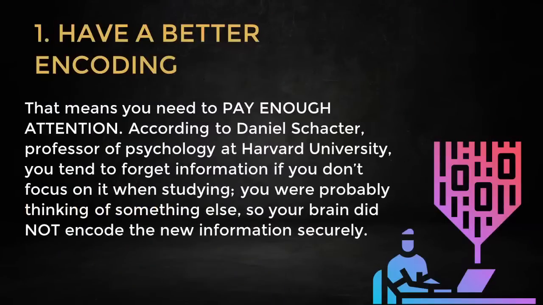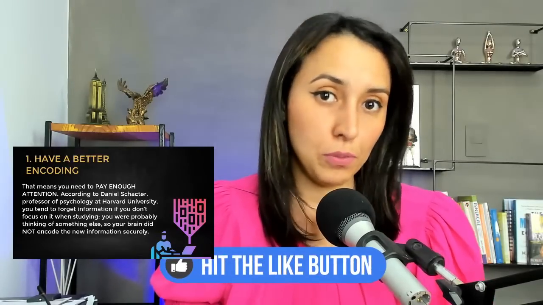Now, guys, the first tip based on science that I'm gonna share with you is have a better encoding. Almost like a computer, you know, have a better encoding. Do you work with computers? Let me know in the comments, okay? Do you work with computers encoding things? You know, that's kind of cool. Now, guys, what's that supposed to mean? It means that you need to pay enough attention. According to scientists and researchers, people nowadays have bad encoding. So you need to improve that.